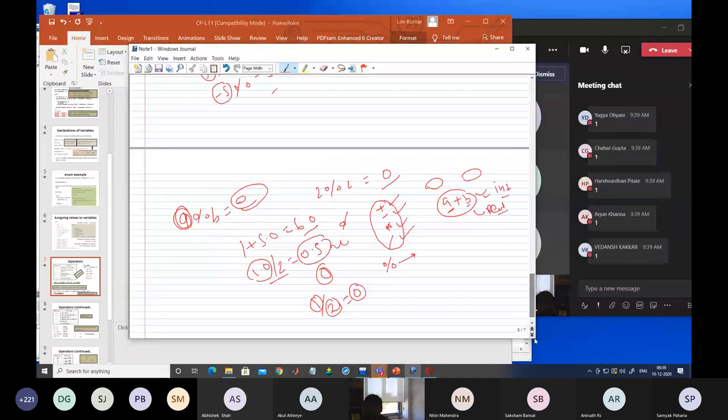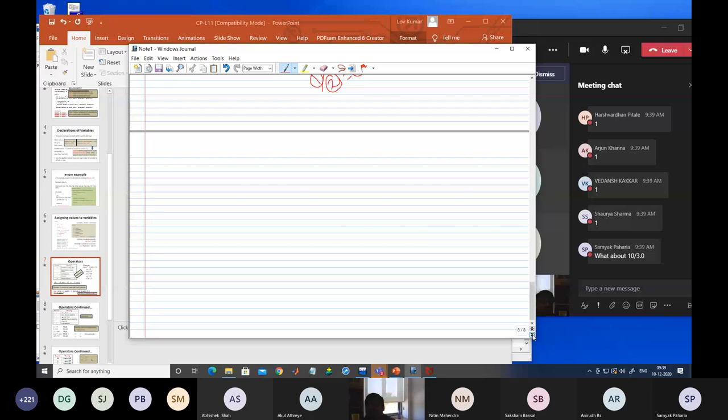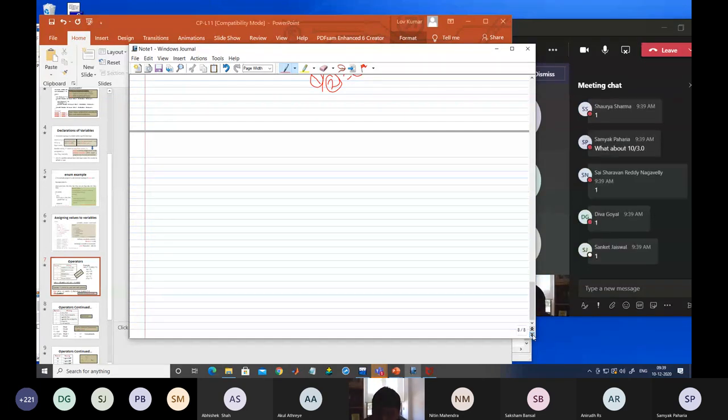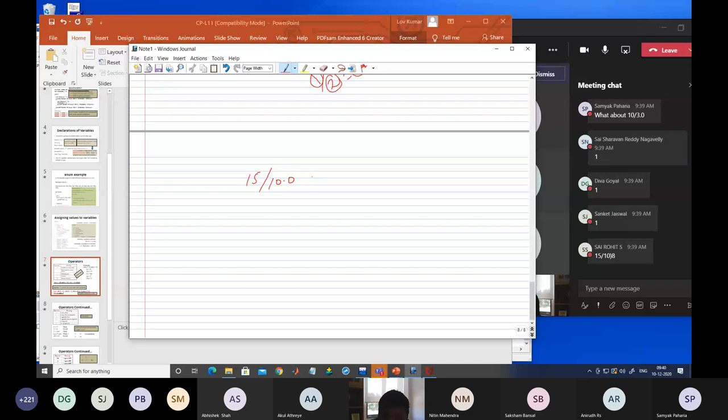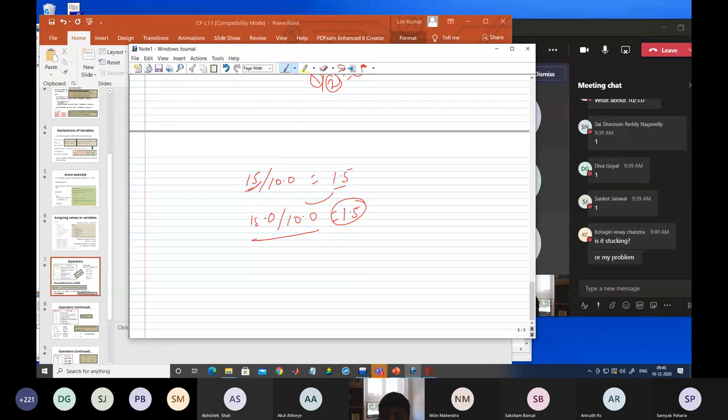Okay. So now we can see this is also called the implicit type conversion. Try to understand. When you are writing 15 divided by 10.0, and you are getting the output equal to 1.5, this is called the implicit type conversion. It means automatically, this 15 is going to convert to 15.0 divided by 10.0, and here you are getting 1.5, because automatically it is going to convert 15 to 15.0.